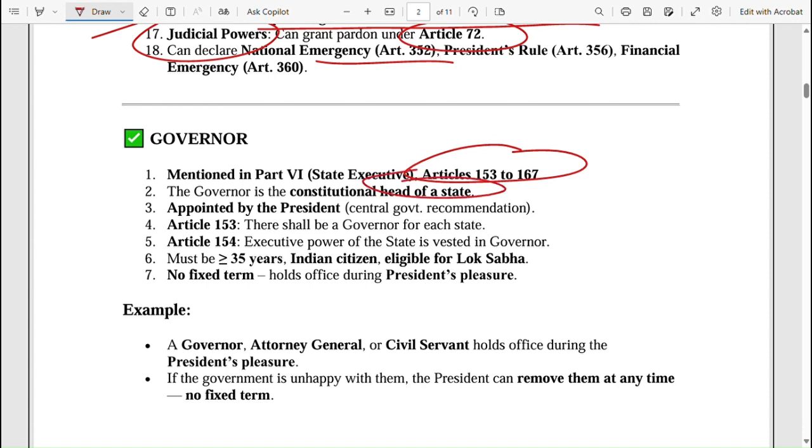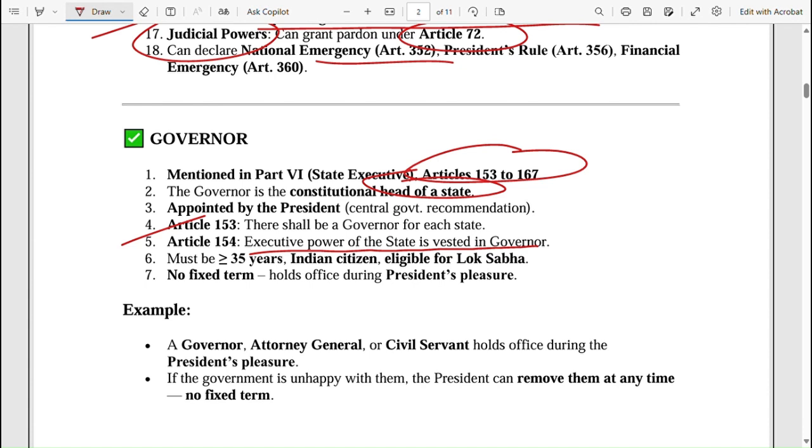The governor is appointed by the president on the recommendation of the central government, the ruling government, right? So Article 153, what does it say? There shall be a governor for each state. And what is Article 154? Here the executive power of the state is vested in the governor. Similar to the president, if a state government has to make a policy or put money into the economy, before that a recommendation is required from the governor, right?